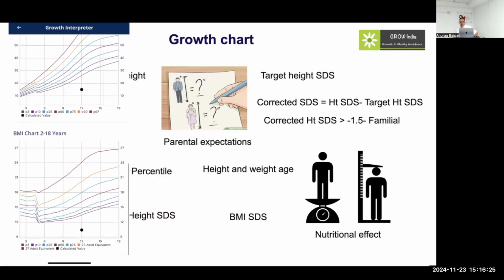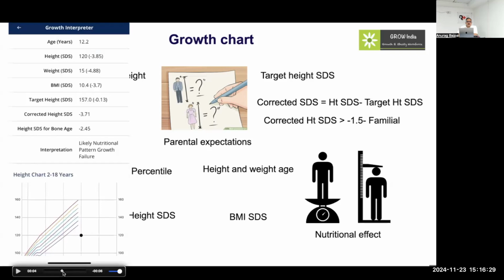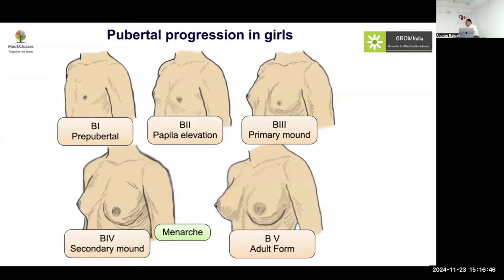You will get a large number of outputs when you look at the growth interpreter. You will get information about height SDS, weight SDS, BMI SDS, target height, and corrected height. All the algorithms have already been loaded, and it will automatically tell you the pattern of growth failure. Our newer tools are going beyond that also, to suggest the likely workup. Now, pubertal assessment is absolutely important.